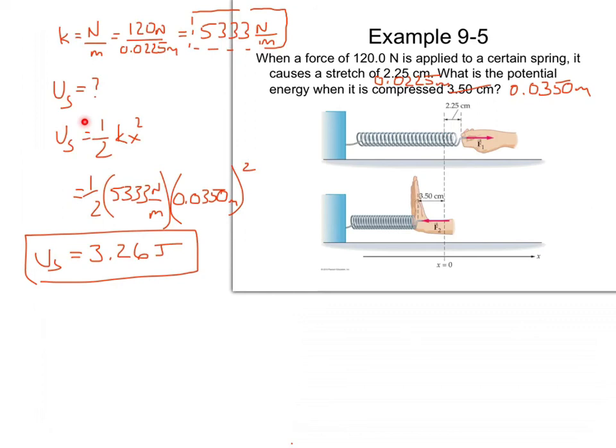So now that this energy, the potential energy, is in the spring, it can now do up to 3.26 joules of work, whether it's pushing a cart across a track or whatever the case may be. So that's example 9.5, a practical application of our potential energy in springs equation, and you should be okay to do the next homework set, which is on potential energy in springs.